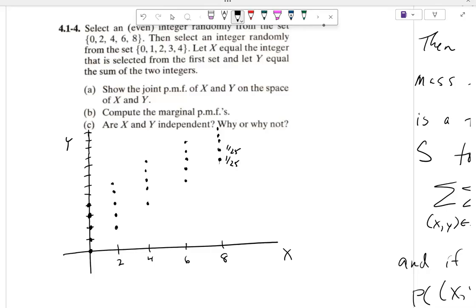The next part says compute the marginal PMFs. And where it gets its name, we're going to see here in a second, based on how we're going to represent it on the graph. What the marginal PMF means, or marginal PDF, depending on if you're talking about discrete or continuous, basically just means what you would expect it to mean. In the discrete case here, your possibilities for x are 0, 2, 4, 6, and 8. Your marginal PMF would be, what's the probability that x is 0? What's the probability that x is 2, 4, 6, or 8, right?